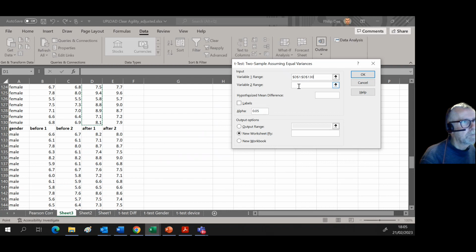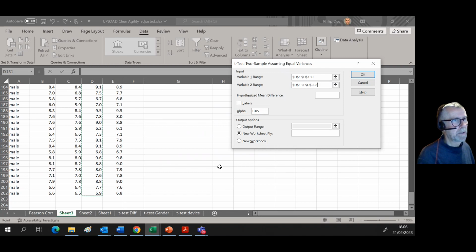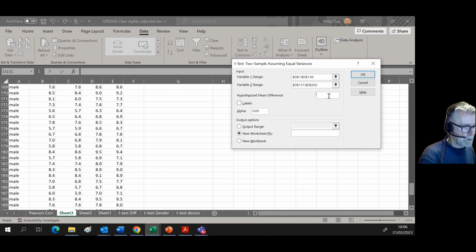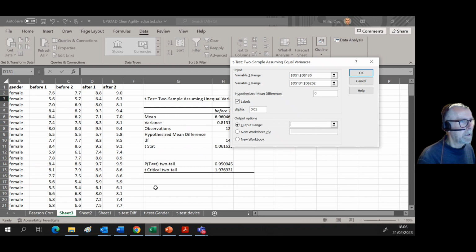Okay, and then for the second variable range, I'm going to do after 1 again for the men. You can see how I absolutely had to sort my data alphabetically, otherwise I would have really struggled. My hypothesized mean difference is 0. I want the labels. I want to keep 0.05. Let's put the output range underneath about here. Click OK. See what we get.